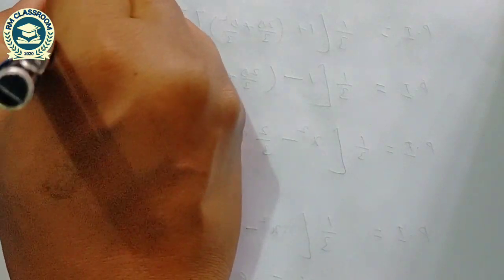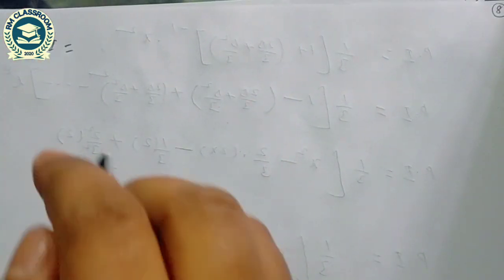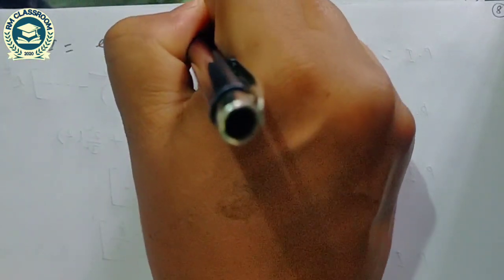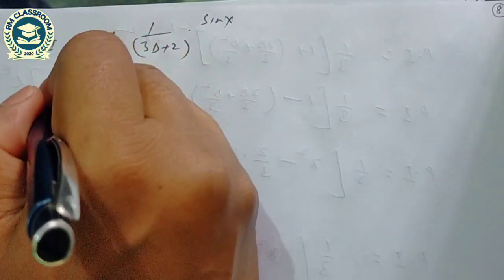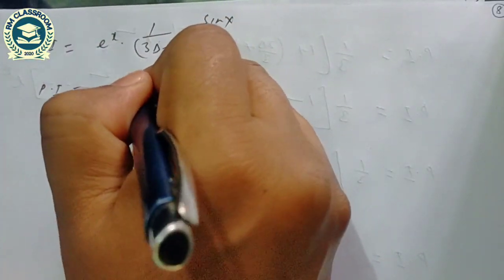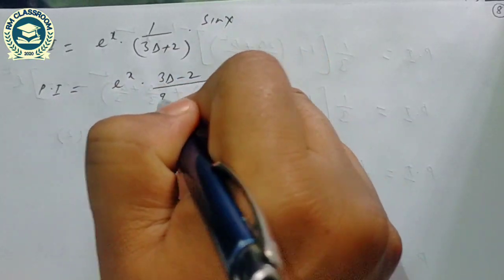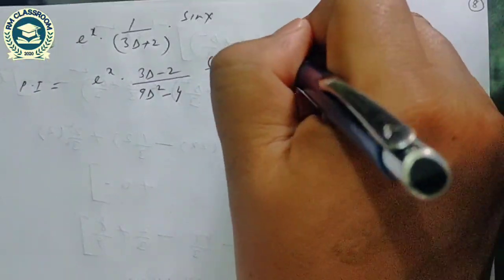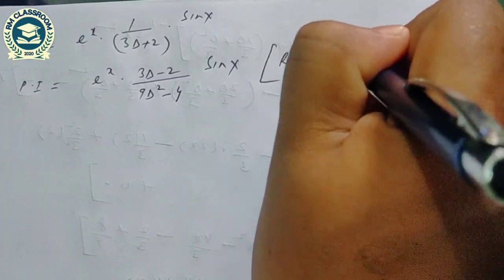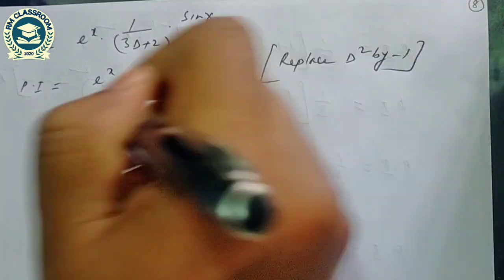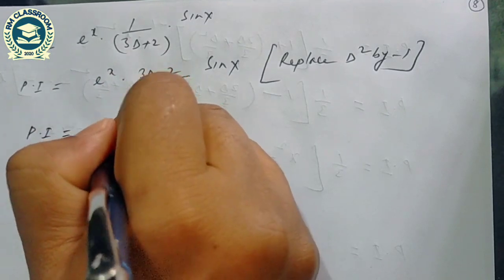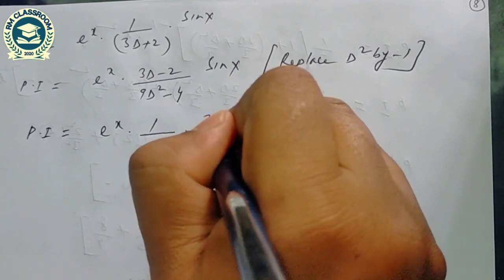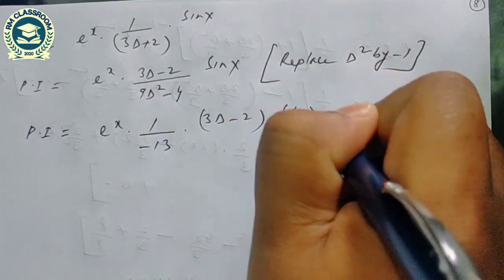So particular integral is equal to e to the power x into 1 by 3D plus 2 into sin x. So rationalize: e to the power x, 3D minus 2 divided by 9D square minus 4, sin x. Once again replace D square by minus 1. So particular integral is equal to e to the power x, 1 by minus 9 and minus 4, so minus 13, 3D minus 2 into sin x.